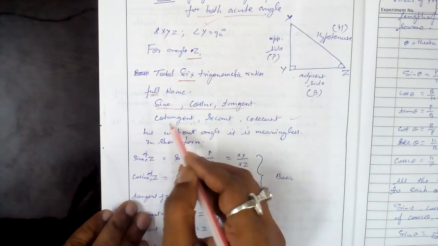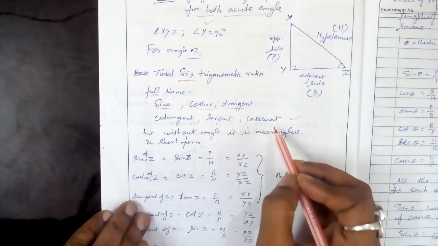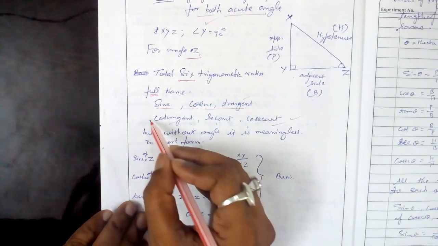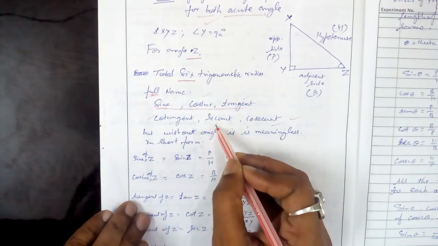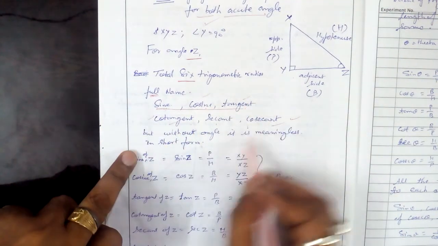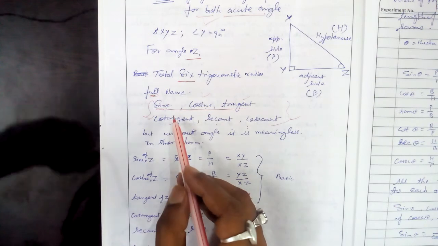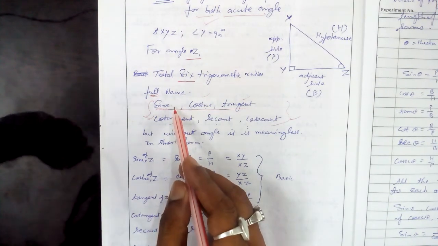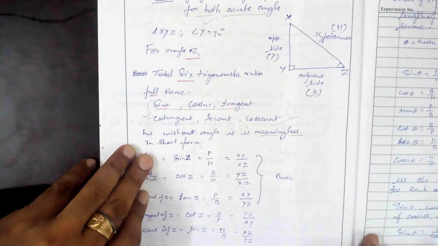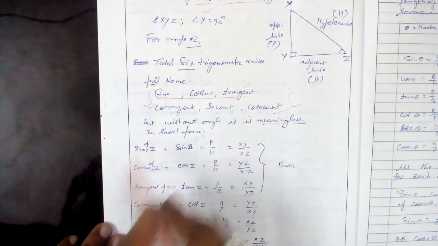Tangent gives the cotangent, cosine gives the secant, and sine gives the cosecant. So these are the relations between them. All 6 are correlated, but keep in mind that without the angle, they are meaningless. These can be used only in geometry. Very important things, all 6, but we will write them in short form.